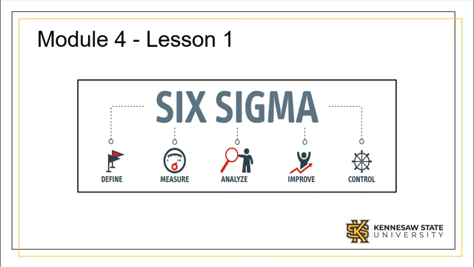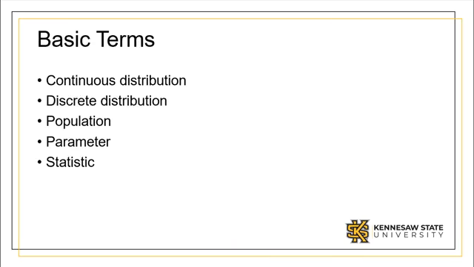Now let's pivot to the mechanics of Six Sigma, the statistics. One of the foundational principles of Six Sigma is data-driven decision-making. Statistics will go hand in hand with this philosophy. Let's begin by introducing some terms.